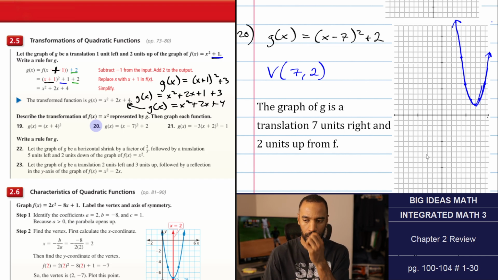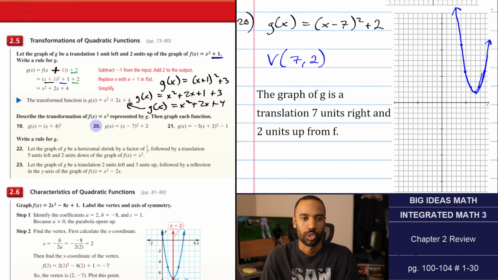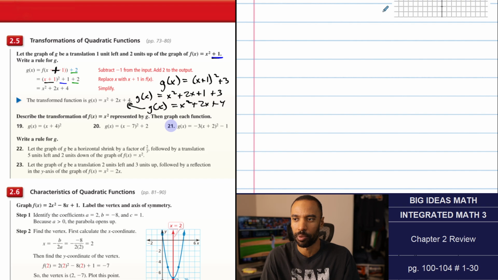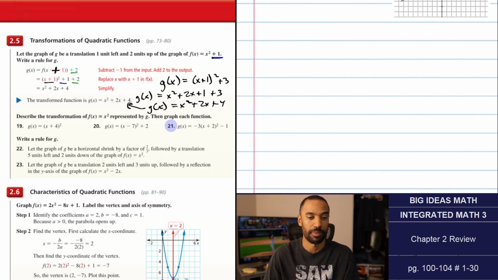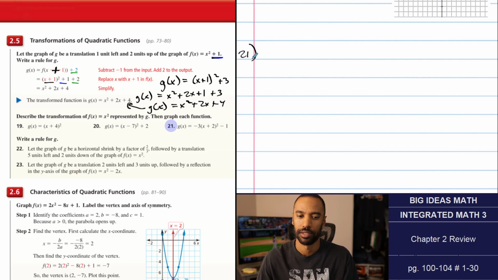All right. That's it, and that's all for number 20. Let's go to number 21. And this time we have a stretch factor, vertical stretch factor. And it's doing a little bit more than that as well. It's got a reflection piece to it. So number 21, g of x equals -3 times (x plus 2) quantity squared minus 1.